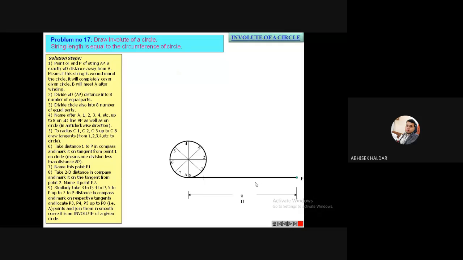After taking this pi d, you have to divide this pi d length into how many equal parts? Eight equal parts, because we divided this circle into 8 equal parts.